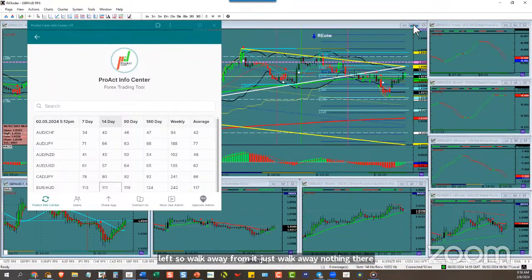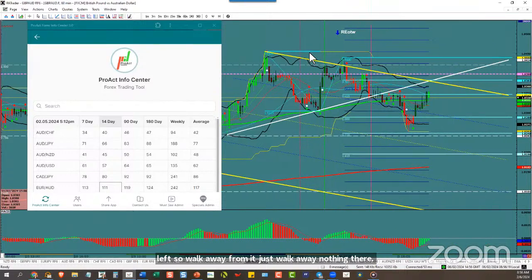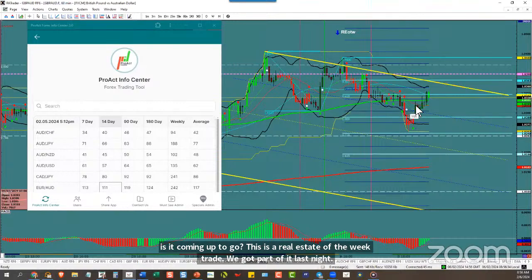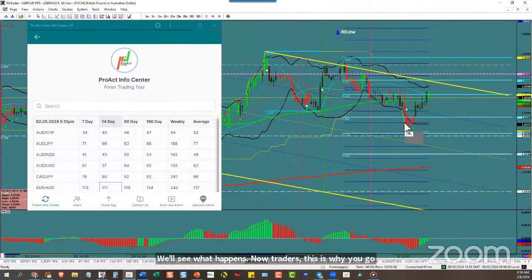Pound Aussie. Wow, Pound Aussie is making a big move to the upside. All right, so is this a pullback or is this a reversal? Let me take this off here. Or is it coming up to go? This is a real estate of the week trade. We got part of it last night. We'll see what happens. Now, traders, this is why you go to break even. Trade 1 went, made a few pips, came back up. You got to break even on trade 1. If you traded the real estate of the week intraday, you made about 40 pips. So there we go.